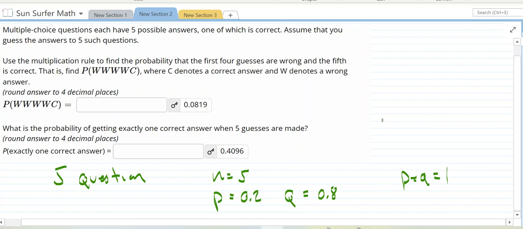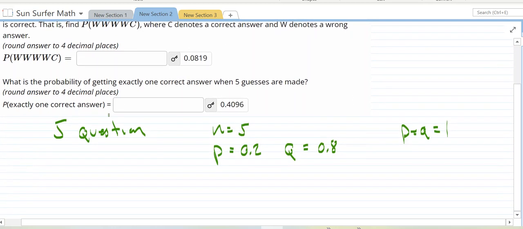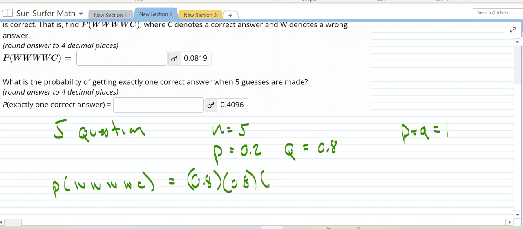Now we don't need to use that formula for this one. All we need to do is say, well, the probability of a W and another W, another W, another W, and then a correct one. Well, what is the probability of W? W is incorrect. So that was 0.8. So we have 0.8 is the probability of the first guess being incorrect. 0.8 is the probability of the second one, the third one, the fourth one. But now we want to guess correctly on the very last one, so that's going to be 0.2. We could simplify this to 0.8 to the 4th power times 0.2.